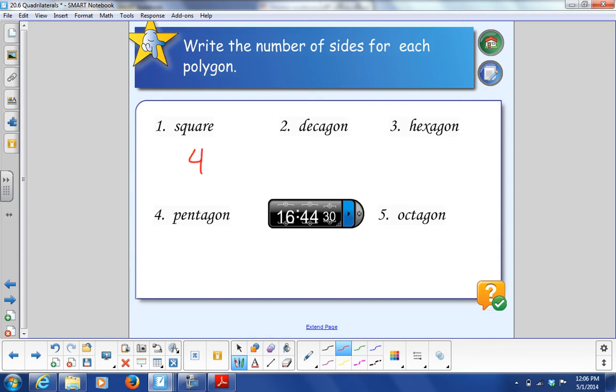Square, 4 sides. Decagon, 10 sides. Hexagon, 6 sides. Pentagon, 5 sides. Octagon, 8 sides.